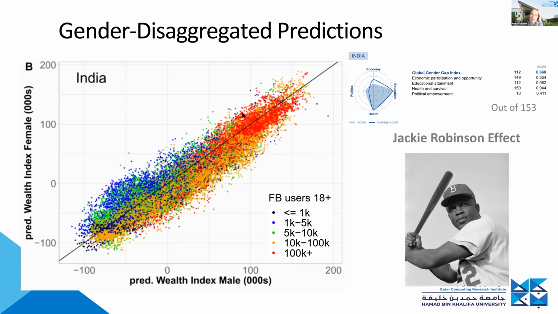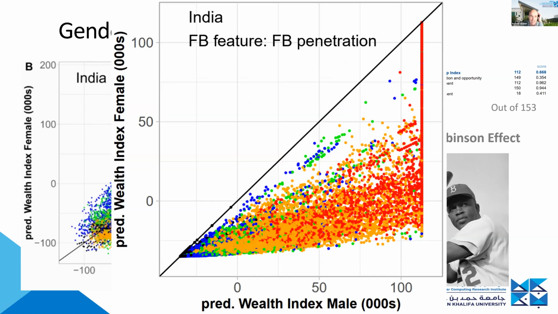So if instead of using all features, we only look at Facebook penetration as a single feature, which is also predictive of wealth, but just not quite as good as all the other features combined, then we get a prediction that's more plausible. We would predict that for every single location surveyed, the wealth available to men is higher than the wealth available to women. At least here, the general directionality is plausible, maybe the precise values are not necessarily.